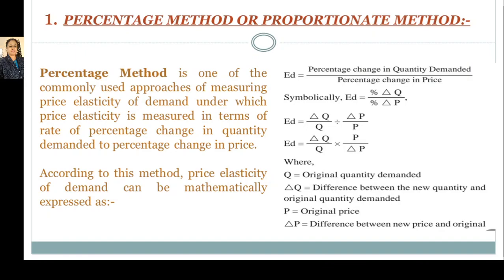So, with the help of this percentage method, we have to find out the value of original quantity, new quantity, original price and new price, and with the help of these values we can use this formula, that is delta Q by Q into P by delta P, and we can find out the value with the help of this percentage method. Okay, now we can move to the second method.